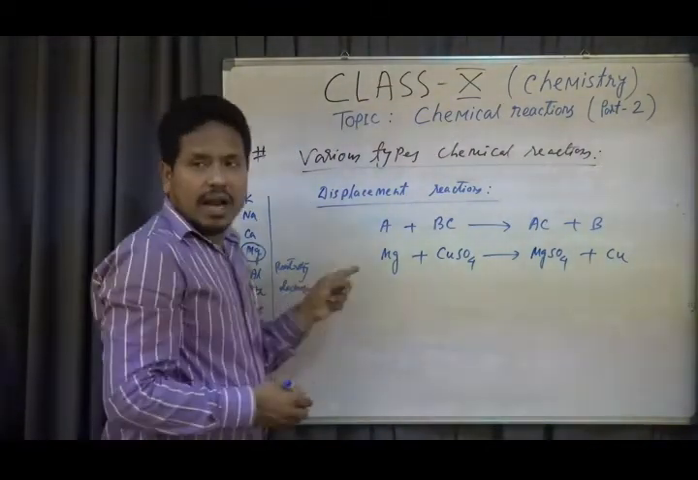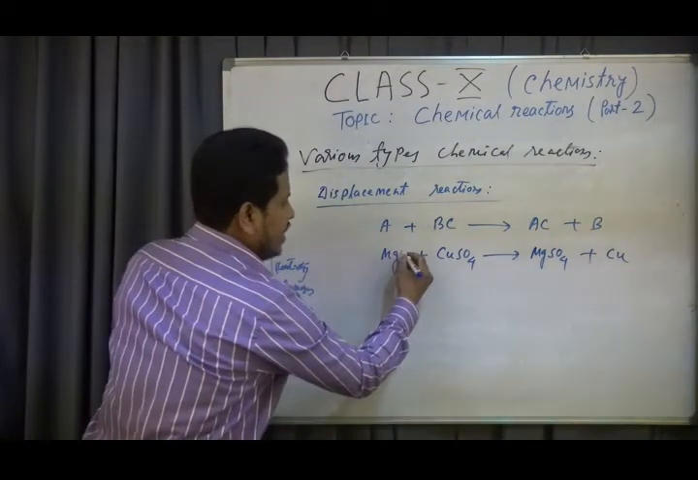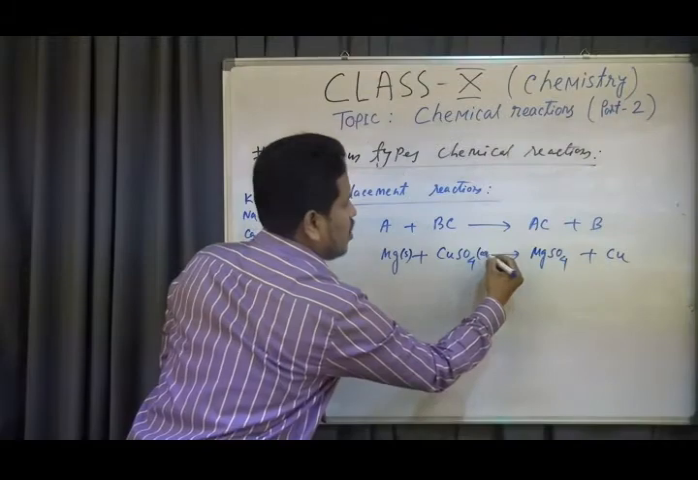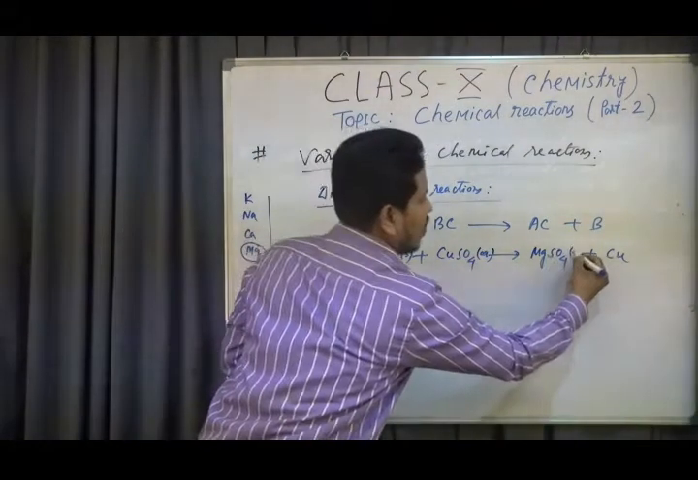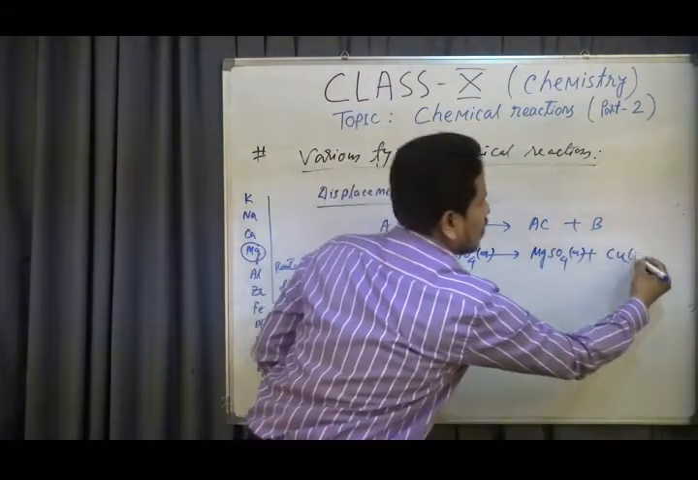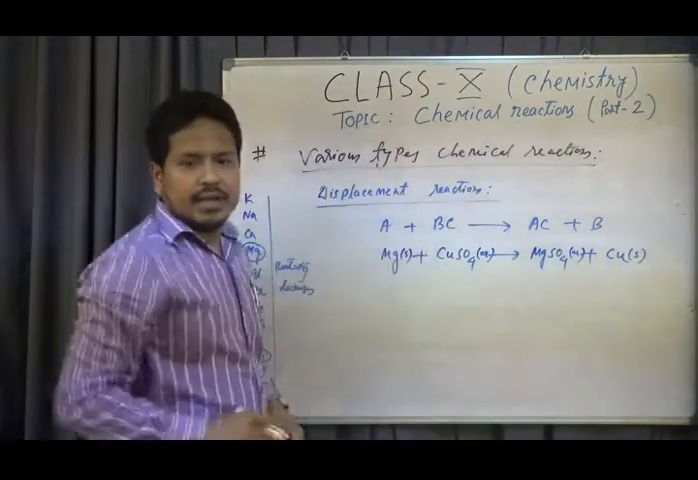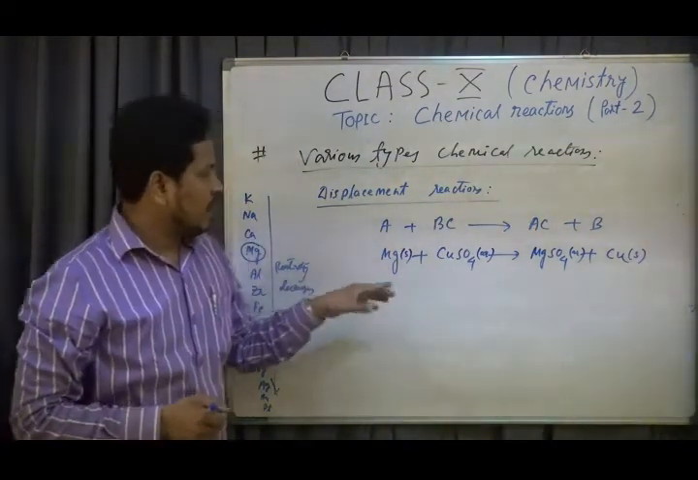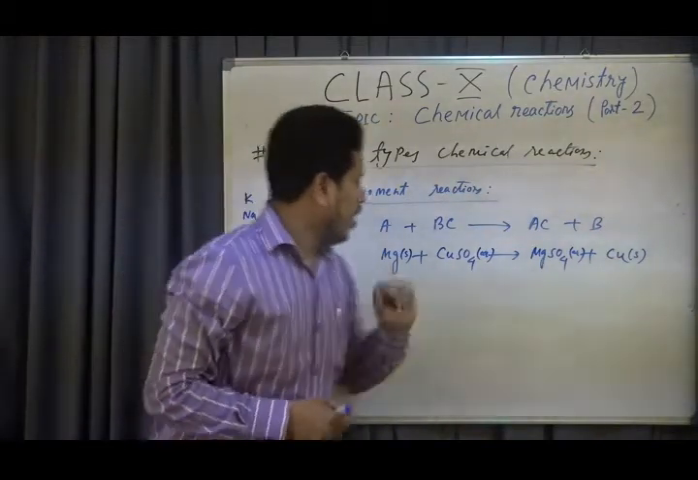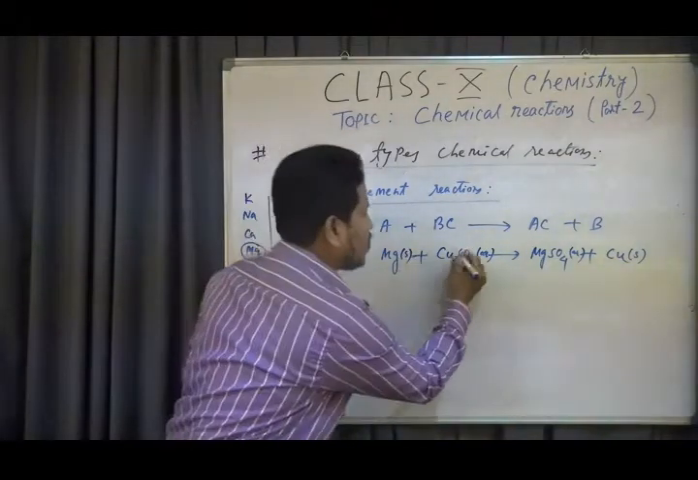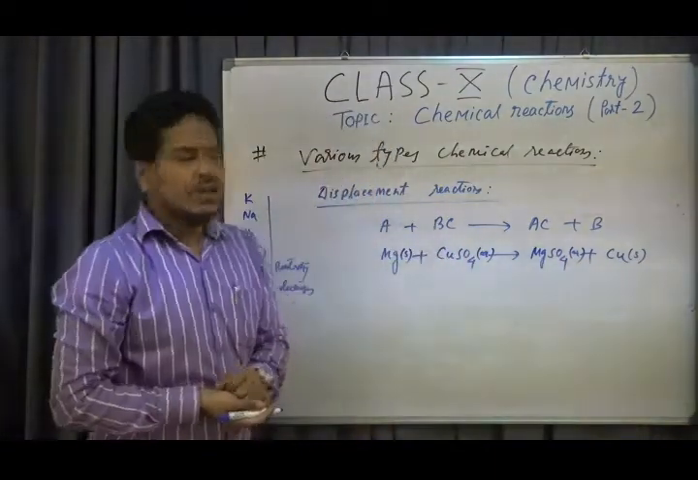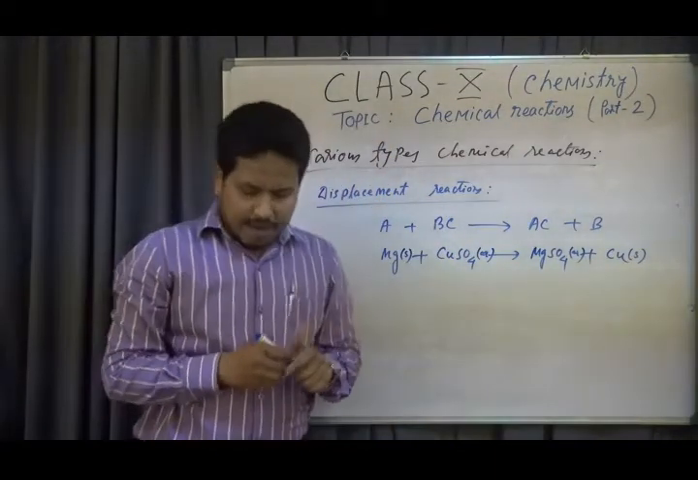To write the correct chemical equation, what to do? Magnesium in solid form, copper sulfate in aqueous solution, water soluble, to give magnesium sulfate aqueous solution plus copper solid. Okay, so this is the balanced equation. Let's see: magnesium 1, SO4 as a whole, copper 1, already a balanced equation. So this is the displacement reaction, my dear students.